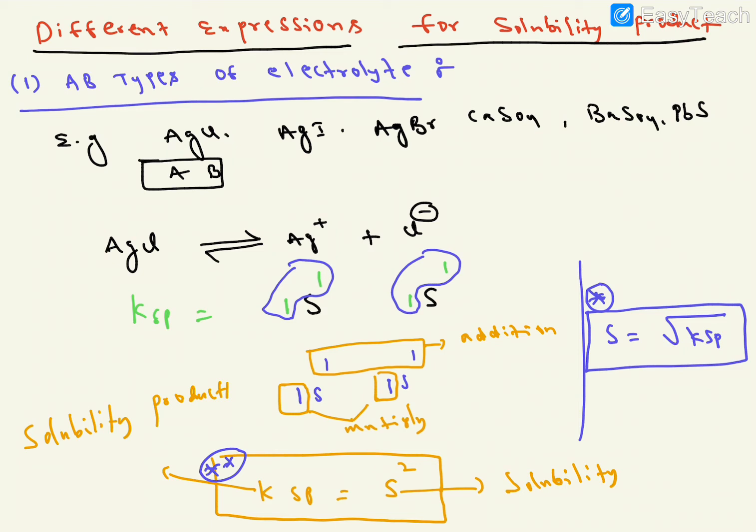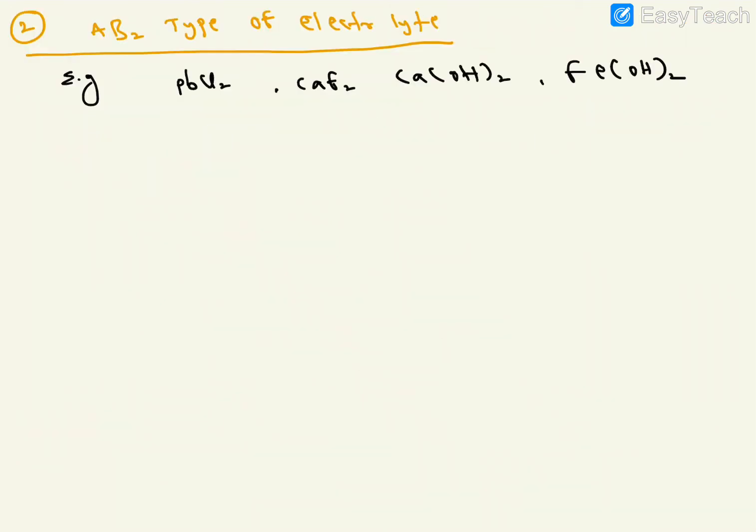Right, next one, AB2 type of electrolyte. Examples are lead chloride, calcium fluoride, calcium hydroxide and ferrous hydroxide. These are examples of AB2 type sparingly soluble salts. Let us consider any one salt. I am taking lead chloride. This lead chloride is dissolved and some amount dissociates into the ions, lead plus 2 ions and 2 Cl minus. I hope it is clear.